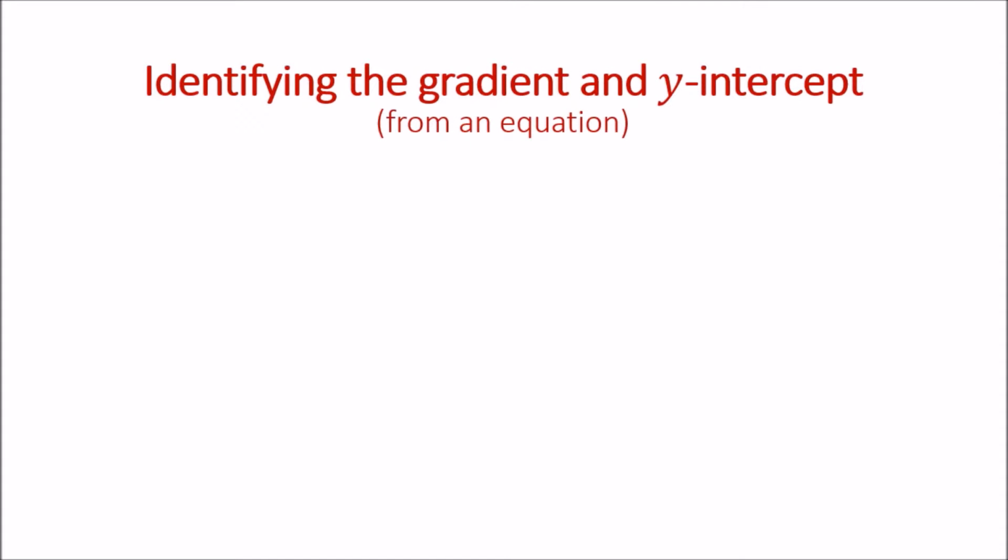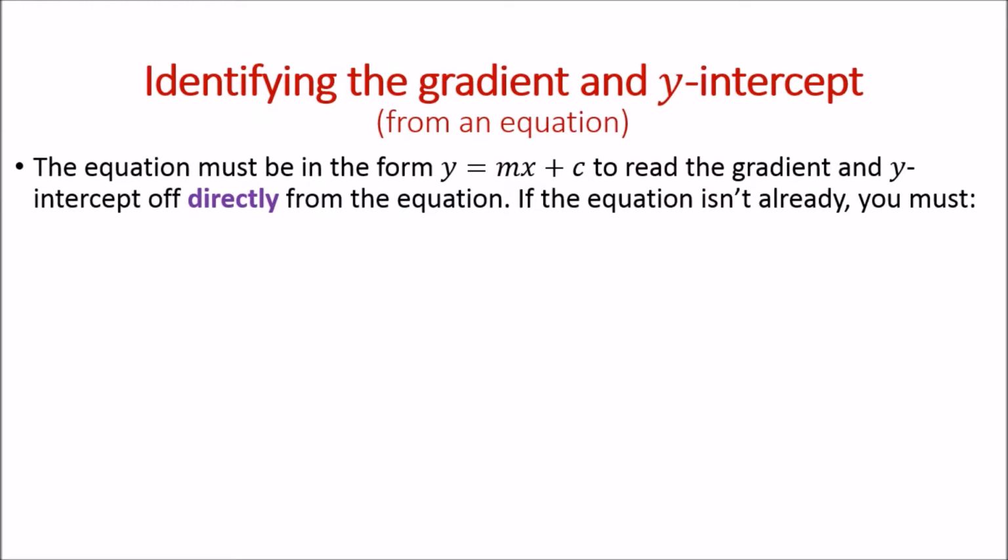A crucial skill that you must have is being able to identify the gradient and the y-intercept from a linear equation. The most straightforward way of doing this is when you can read it directly off an equation that's in slope-intercept form. So the equation must be in the form y equals mx plus c to read the gradient and the y-intercept off directly.